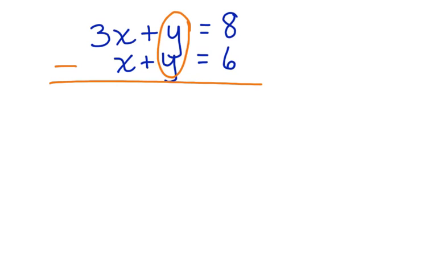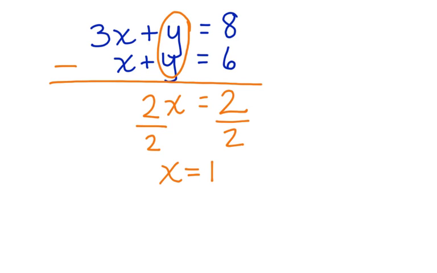We're going to subtract. We subtract the bottom values from the top. 6 from 8 leaves us with 2. Positive y, take away a y, no y. 3x minus 1x gives us 2x. Now we can solve for x. Divide both sides by 2. We get x is equal to 1.